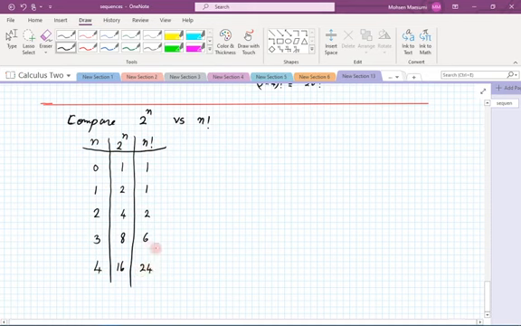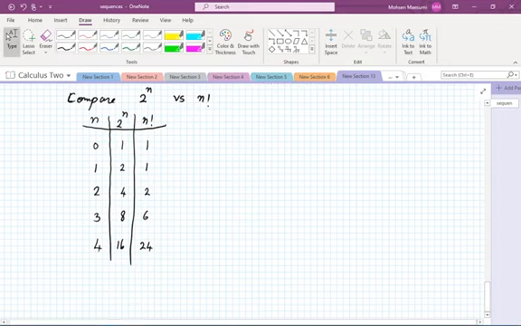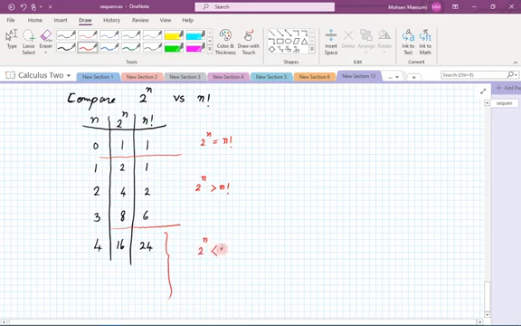We see that the competition is resulting in a different kind of outcome. Here at the beginning they were the same. For a few cases we saw that 2 to the power of n is larger than n factorial. Here they are the same. After that, meaning for the majority of cases, 2 to the power of n loses to n factorial.